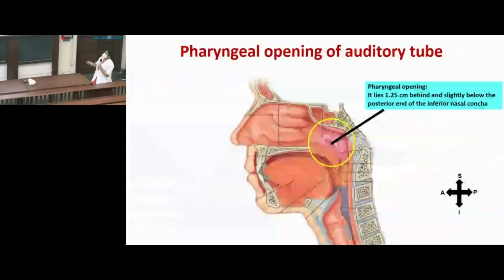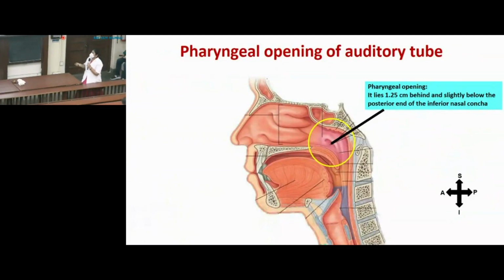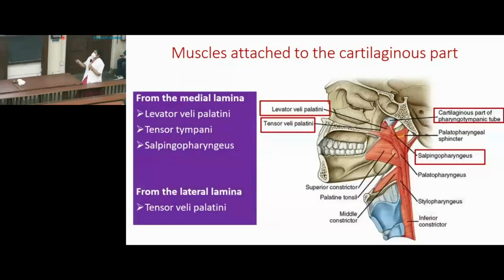So this is the opening along the lateral wall of the nasopharynx. This is the nasal cavity. These are three turbinates or nasal conchae. So as I have mentioned, 1.25 centimeters behind and below the inferior nasal concha is the pharyngeal opening of the auditory tube. And this is the tubal tonsil above and behind, part of Waldeyer's ring. Okay.